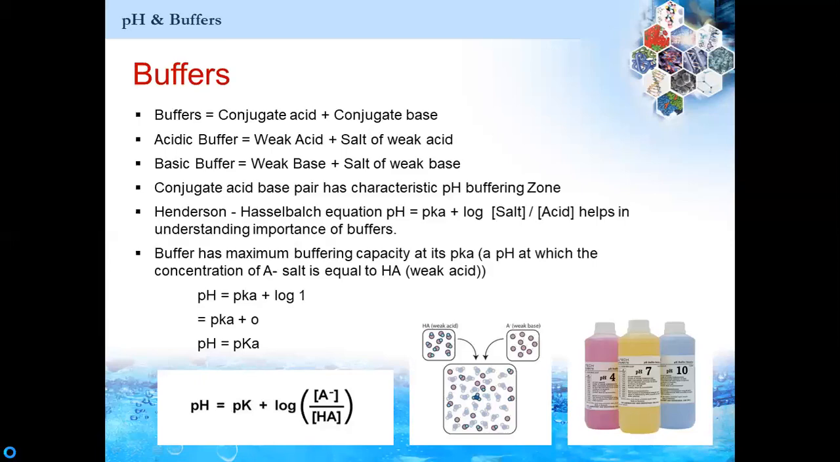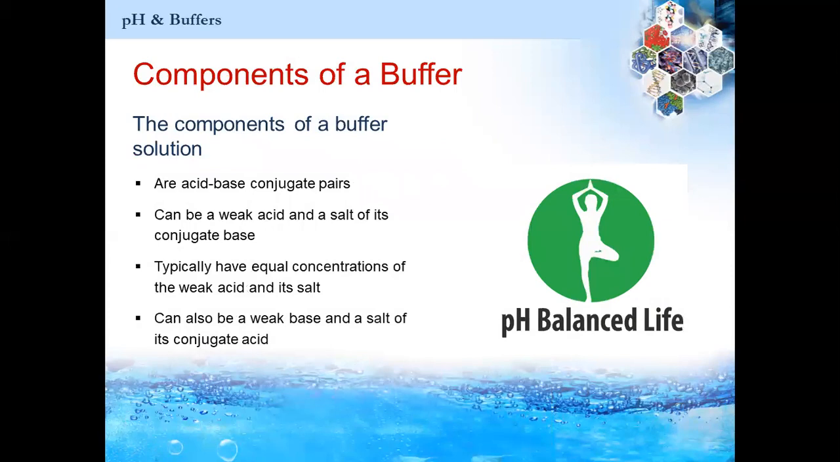With this information, now we move on to the next slide, summarizing that components of a buffer are usually acid-base conjugate pairs. It can be a weak acid and a salt of its conjugate base, and typically have equal concentrations of weak acid and its salt. They can also be a weak base and a salt of its conjugate acid.